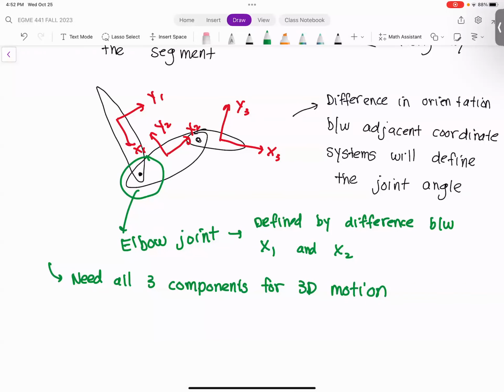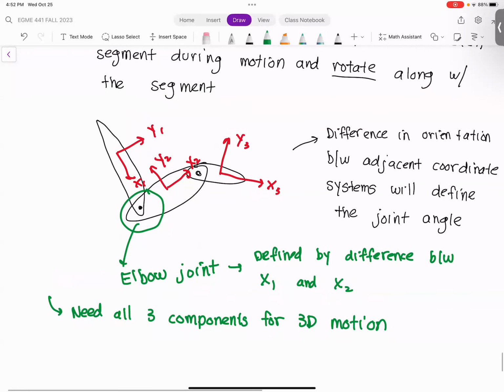Okay, that's the basic idea of inverse kinematics. You have markers on the person's body segments. You're going to take those markers to find a coordinate system, sometimes multiple coordinate systems, and then you're going to look and see how the orientations of those coordinate systems change as a function of time, and that's going to determine your joint angles. Any questions on this so far?